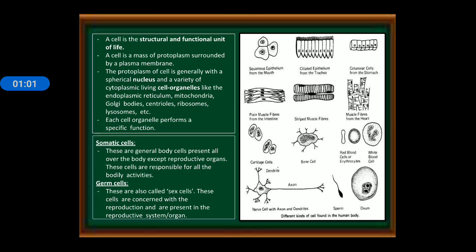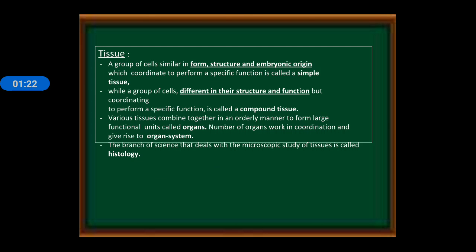So there are two types of cells in our human body, one is the somatic cell and the other is the germ cell. Somatic cells are the general body cells present all over the body, and germ cells are specifically the sex cells, meaning the sperm cell in human male, and ovum or egg in human female.